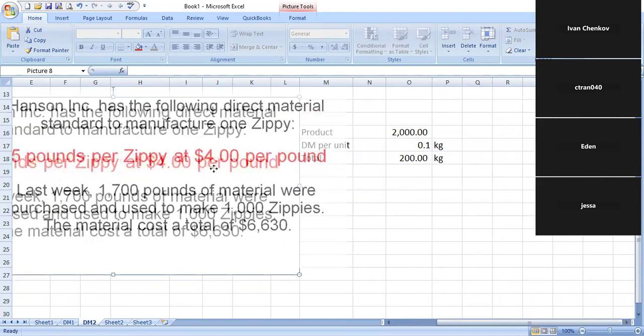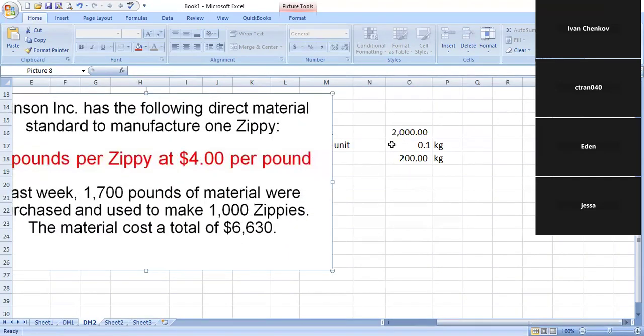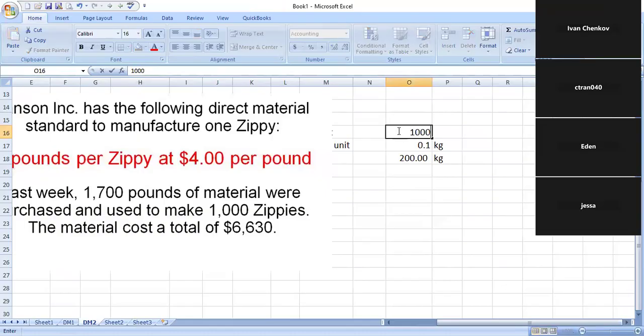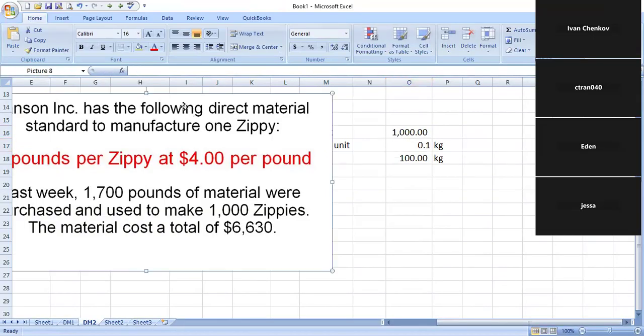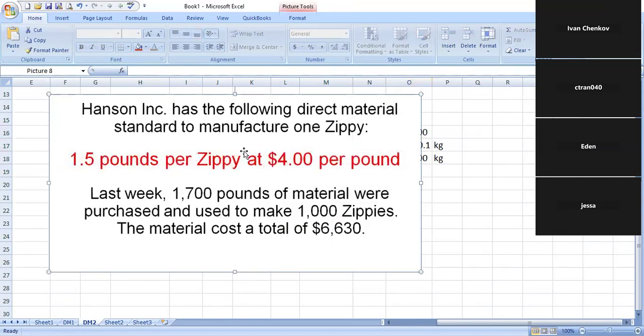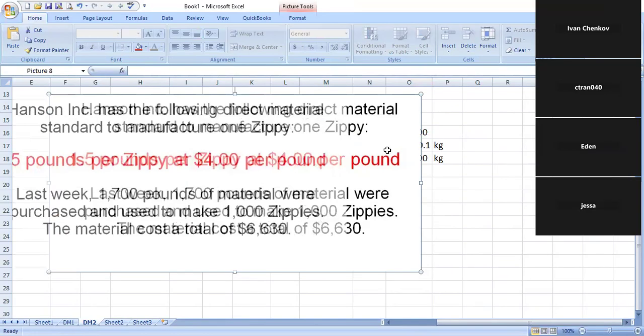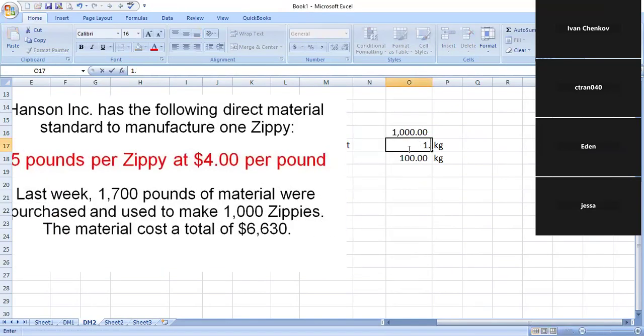Say I produce 1,000 units. Do I know how much material I have to use per one product? A pound and a half? 1.5 pounds. That will be pounds.